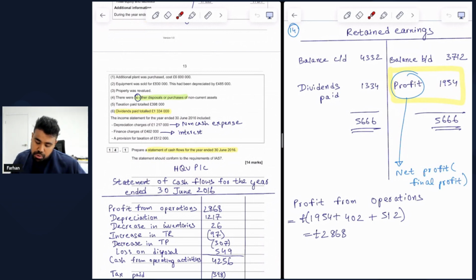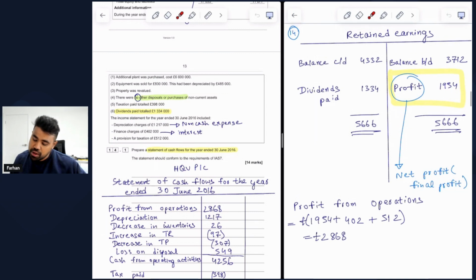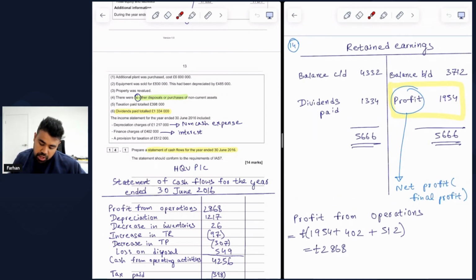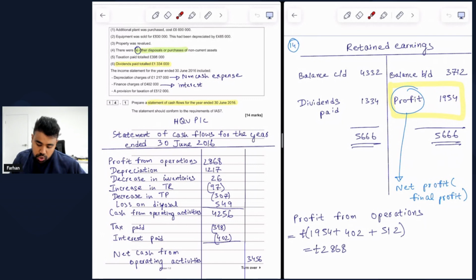We are required to prepare a statement of cash flows for the year ended 30 June 2016. So what we're going to do is first prepare the ledger account for retained earnings. The reason being, if you want to start the statement of cash flows, you need to start with the profit from operations, and the profit from operations has some relevance to the retained earnings. We need to prepare the retained earnings ledger account to calculate the net profit, or the profit for the year after tax, and use it as a basis to calculate our profit from operations.